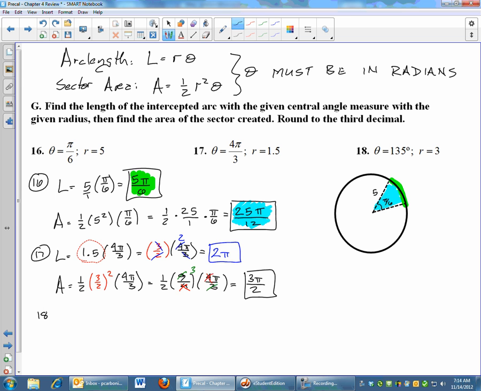Number 18, you have to be really careful because notice my theta I gave to you in degrees, and you have to remember theta must be in radians right there. Theta has to be in radians. So what I'm going to have to do first on number 18 is convert 135 degrees to radians, and we have two ways we could do that. One way is to go through the old hassle: 135 degrees, if you want to convert that into radians, you would multiply by pi over 180, and you could get your answer.